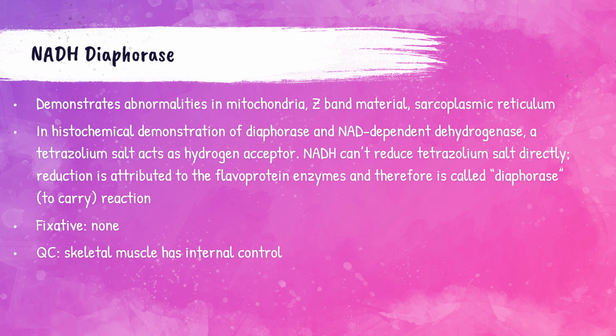NADH diaphorase is a technique that demonstrates any abnormalities within the mitochondria, Z-band material, and the sarcoplasmic reticulum. In this technique, a tetrazolium salt acts as a hydrogen acceptor. NADH can't reduce this salt directly, so the reduction is attributed to the flavoprotein enzyme, so it's called a diaphorase reaction, which means to carry. There is no fixative used for this technique, and skeletal muscle has an internal control.